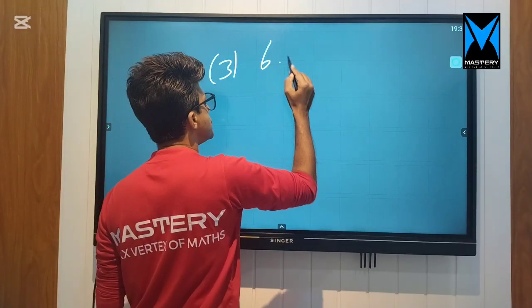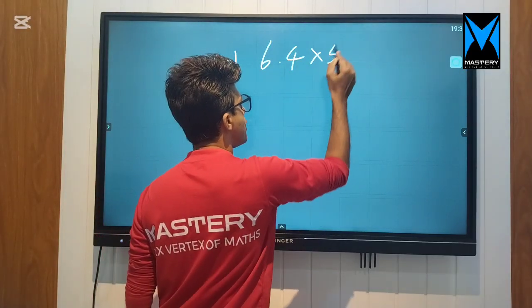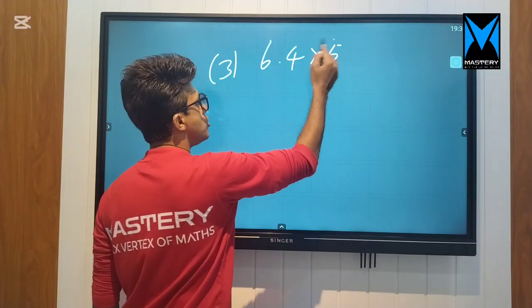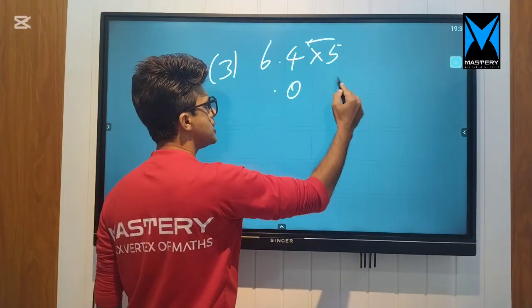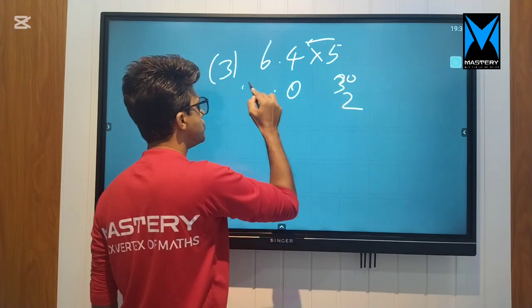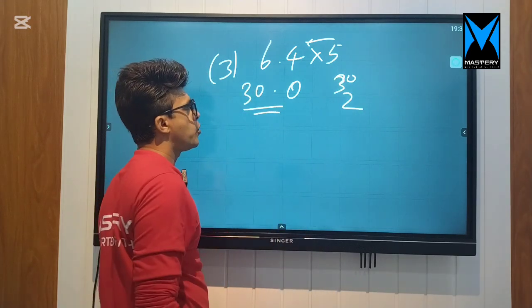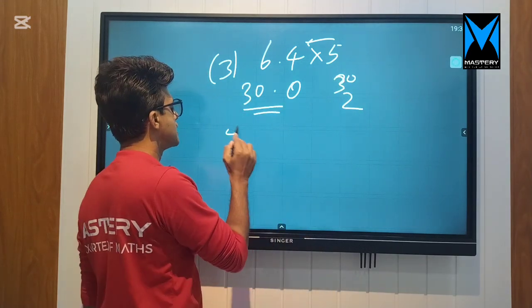So this one, 6.4 into 5. How can you do this? 5 times 4 is 20, remainder is 2. 5 times 6, 30. 30 plus 2 is 32. The answer is 32.0, which is 32 really.